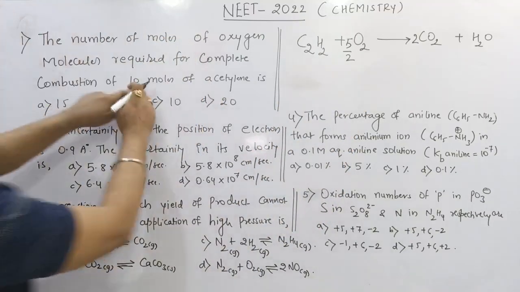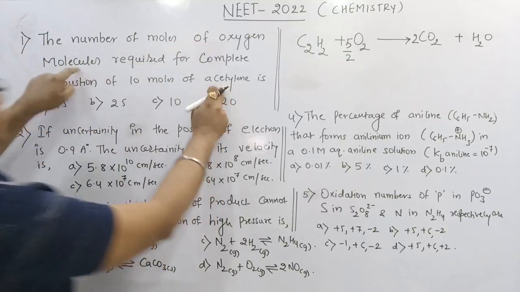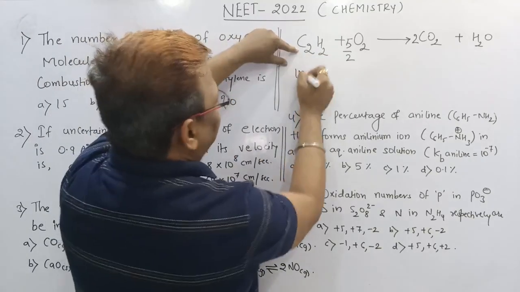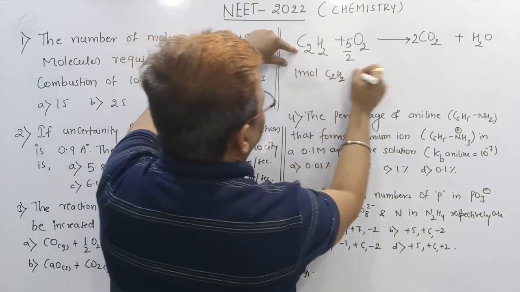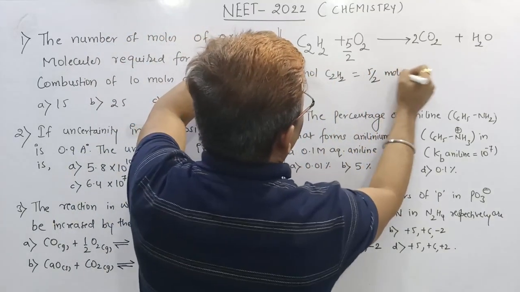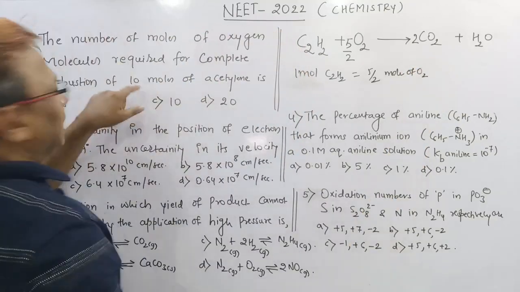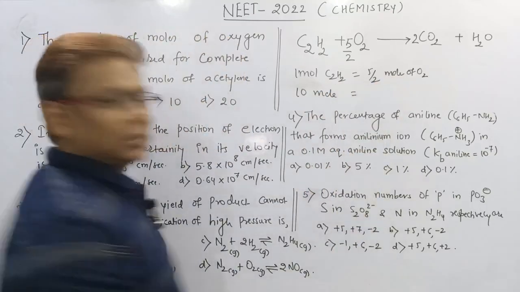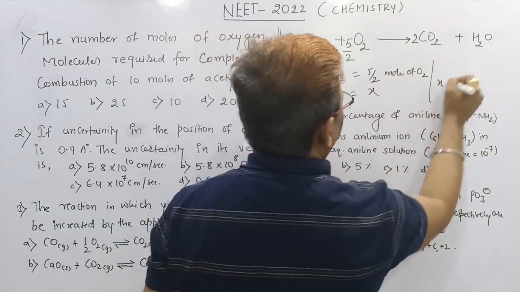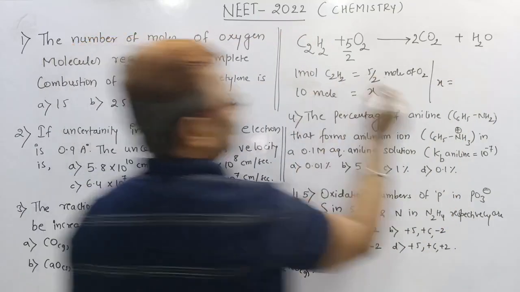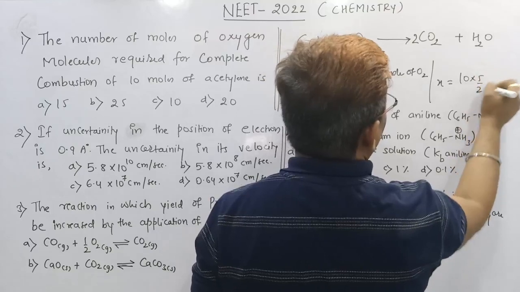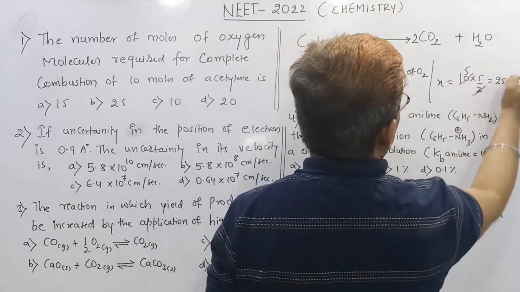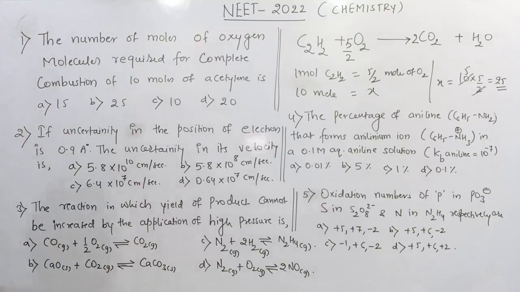See here, 10 moles of acetylene will require how many moles of oxygen? So can we say 1 mole of acetylene requires 5 by 2 moles of oxygen. Now 10 moles of acetylene will require how many moles of oxygen? Do the cross multiplication. If we take x here, then x equals 10 into 5 by 2. 2 5s are 10, 5 into 5, 25 moles. See beta, in the options we are having 25 moles. So option B is correct, right?